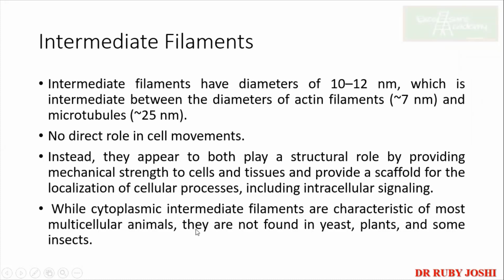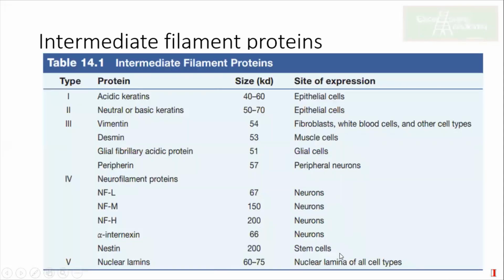Now, while cytoplasmic intermediate filaments are characteristic of most multicellular animals, they are not found in yeast, plants, and some insects. So please remember that they are present in animals, but they are not found in yeast, plants, and some of the insects. Please remember this. Now, these are the different types of keratins.